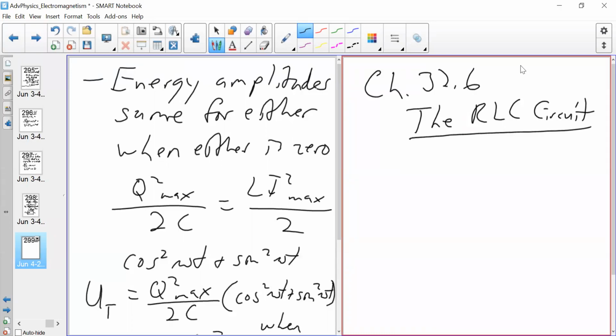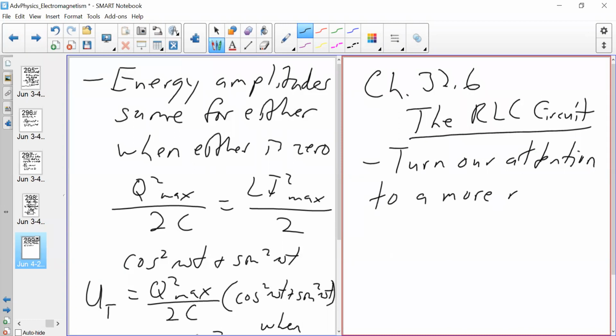So chapter 32.6, the RLC circuit. Okay, so today, or this part of today, we're going to turn our attention to a more realistic circuit, which involves all of the circuit components that we've been dealing with: the resistor, the inductor, the capacitor. And this circuit is an analog to a mass on a spring system that's going up and down or back and forth, but there's some kind of damping or resistive effect.